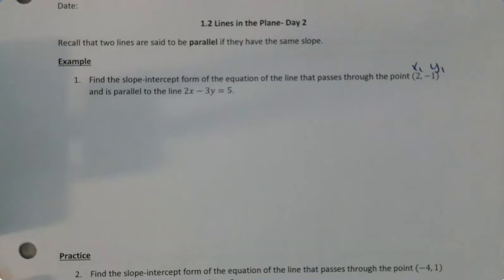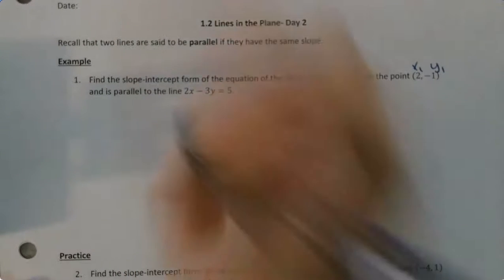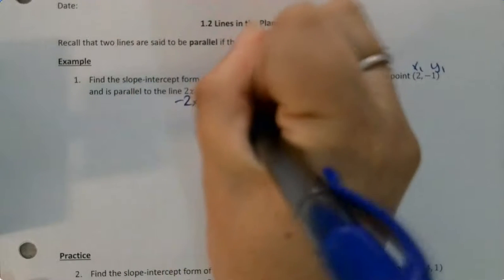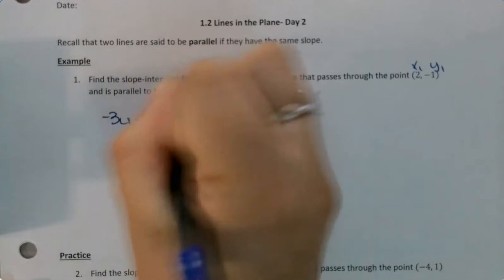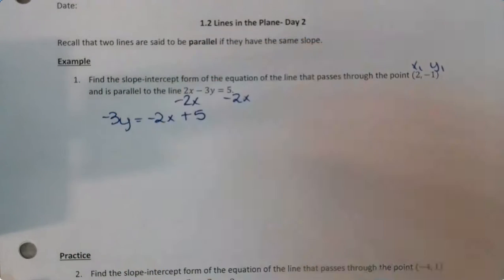So then I want to start off by solving for y. So I'm going to take 2x away from both sides. So I get -3y equals -2x plus 5.